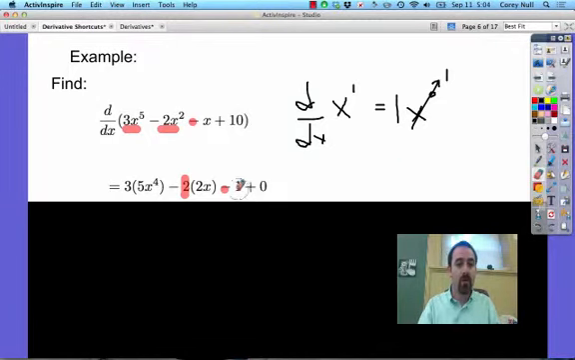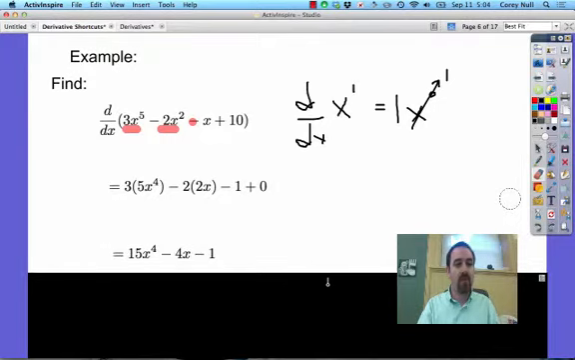Nice to know. So the derivative of x is 1, and the derivative of 10 is 0. So I'll just finish it up. That means that the derivative of 3x to the fifth is 15x to the fourth minus 4x minus 1 plus nothing. That's it.